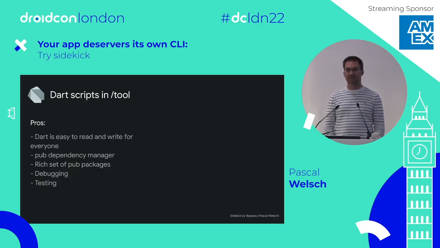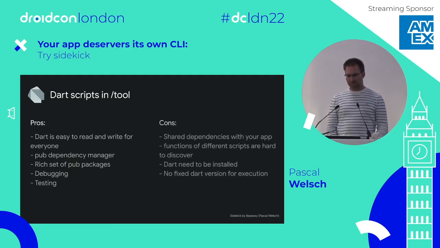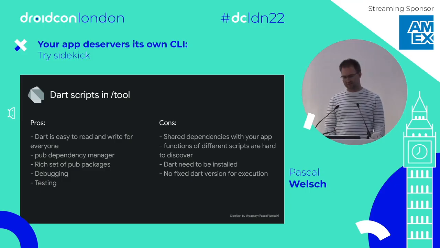And because it's Dart, it's very easy to debug and to test. That's something that's built in, and the Flutter team, or especially the Dart team, is very, very keen to support that on every platform. The problem with Dart, with the tools directory and scripts there, is that we share the dependencies that we use in our scripts with our application. So if you want to parse some XML file, you suddenly ship that library as well in your real application, which could cause problems with other dependencies.